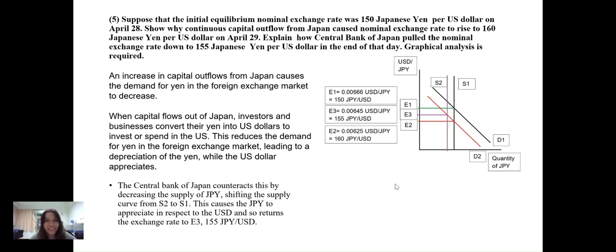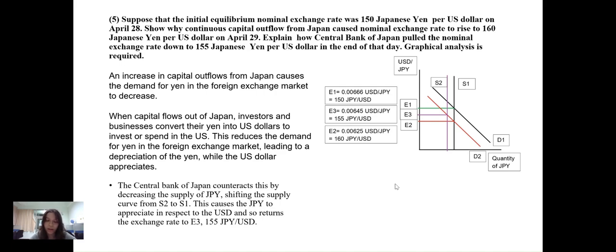An increase in capital outflows from Japan causes the demand for yen in the foreign exchange market to decrease. When capital flows out of Japan, investors and businesses convert their yen into US dollars to invest or spend in the US. This reduces the demand for yen in the foreign exchange market, leading to a depreciation of the yen while the US dollar appreciates.